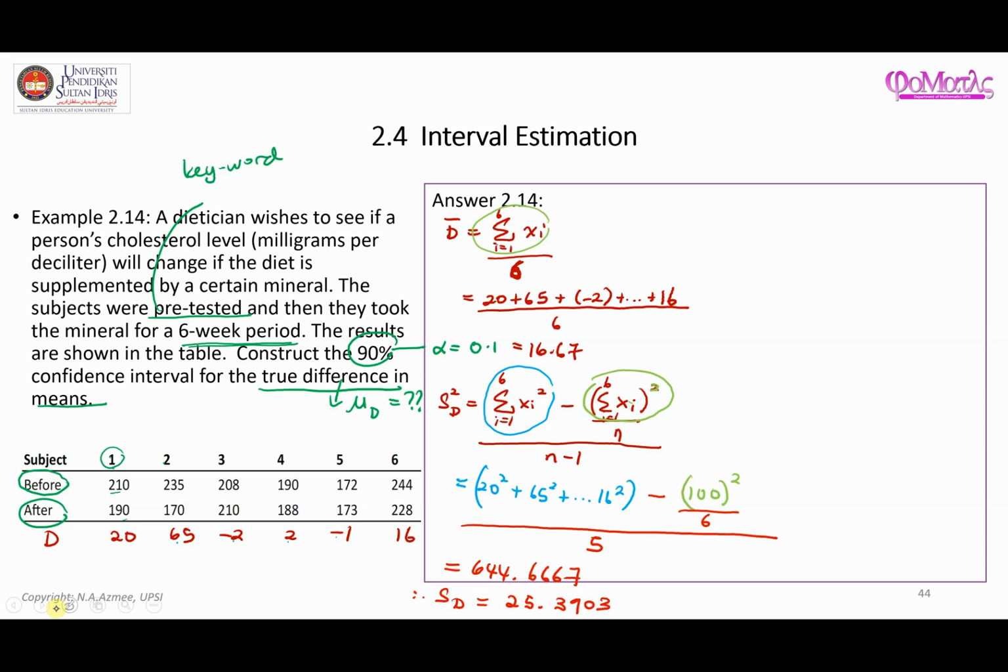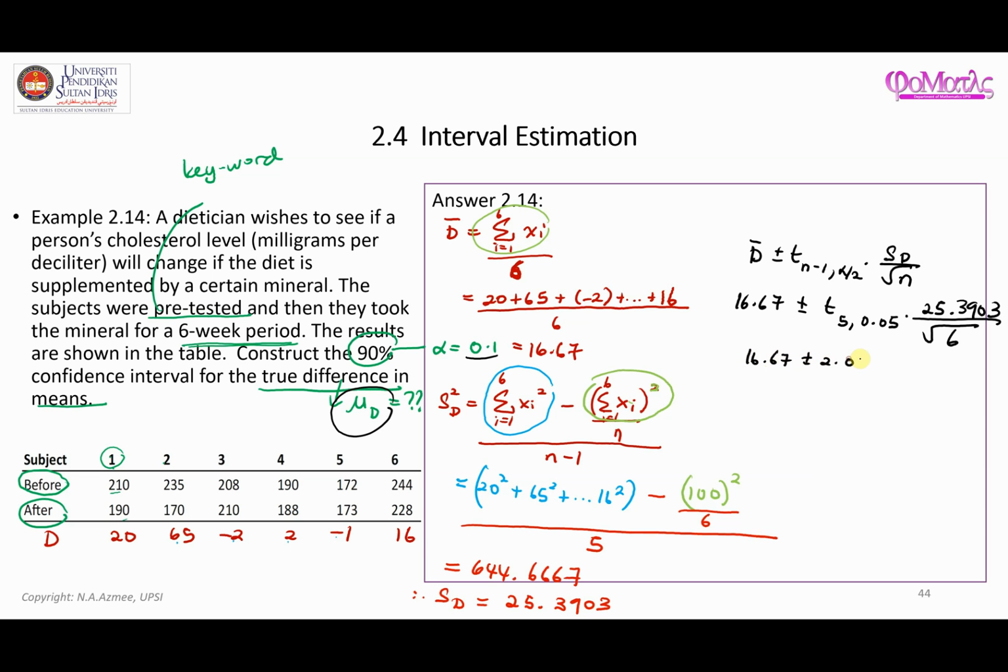Now we are going to use these results to find the confidence interval for mu d. The formula is d bar plus or minus t with n minus 1 and alpha over 2, times sd over the square root of n. So d bar is 16.67, plus or minus; n minus 1 is 5, alpha over 2 is 0.05, and sd is 25.3903 over the square root of 6. If you look at the t distribution table, you will find that the t quantile is 2.015. You multiply that with 25.3903 over the square root of 6.